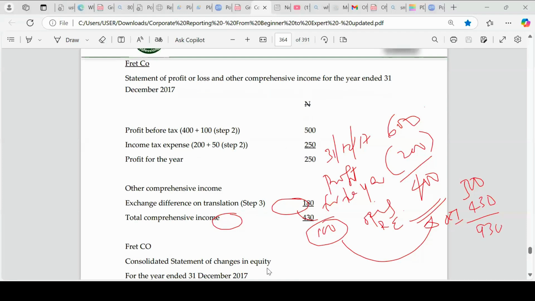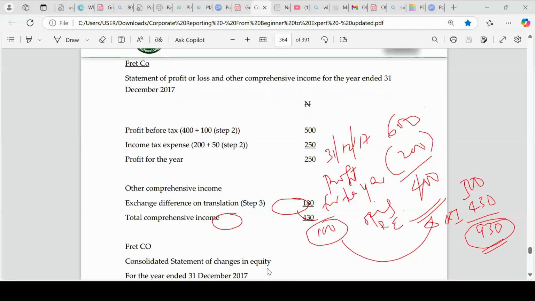And that's how you get this 930. If you check very well, is that same 930 you have in your consolidated statement of financial position? Is that same 930 we have there? Okay, so this is not a big deal like that.